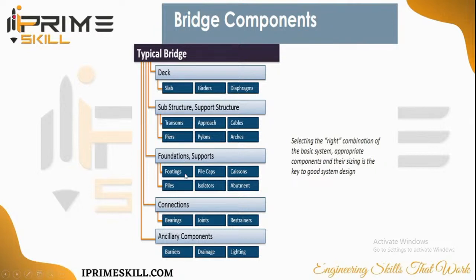Then connections. The superstructure, the substructure, and the foundation have to have a connection, if it is not monolithic, by means of bearings, joints, and other restraints. Then there are barriers. You saw the railings, barriers, then the drainage for rainwater to come down. That has to be done. And lighting is there. All these things comprise the bridge components.